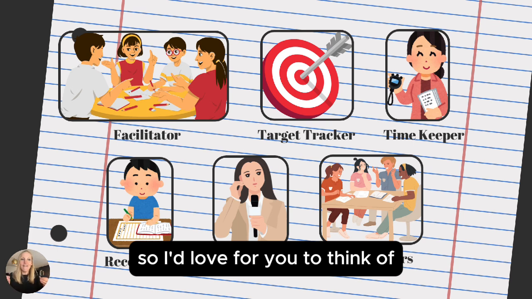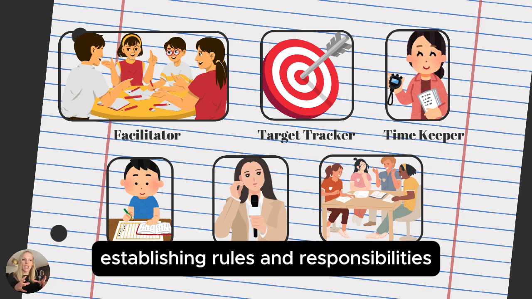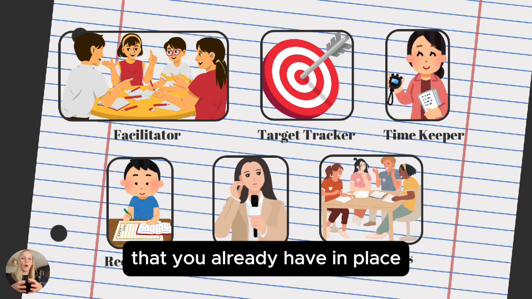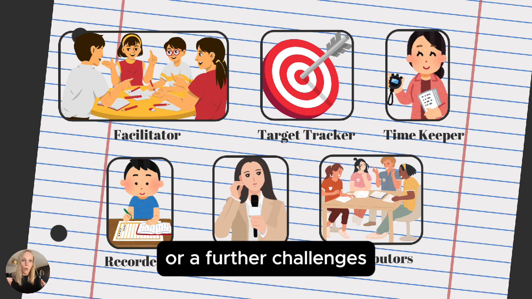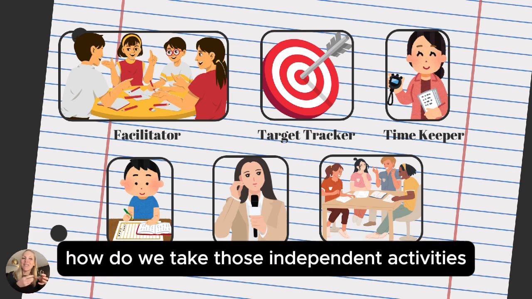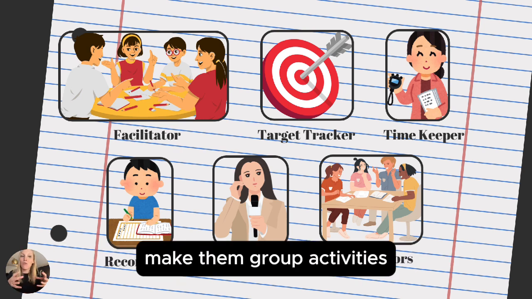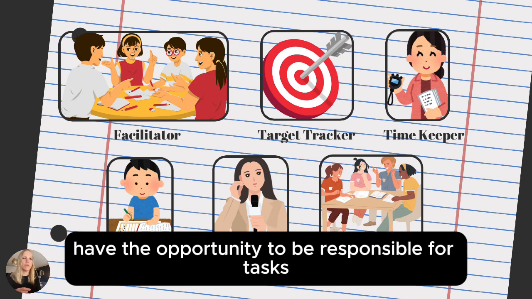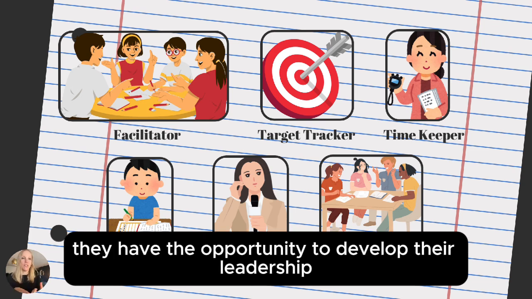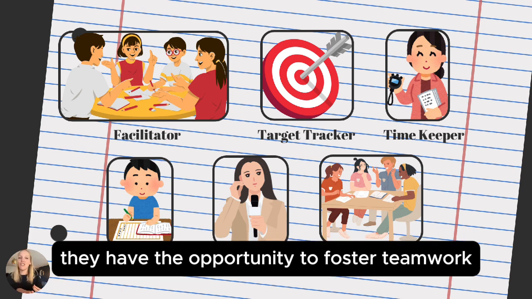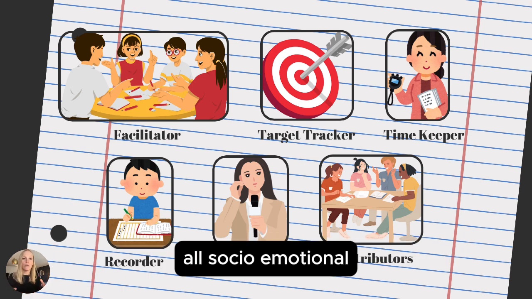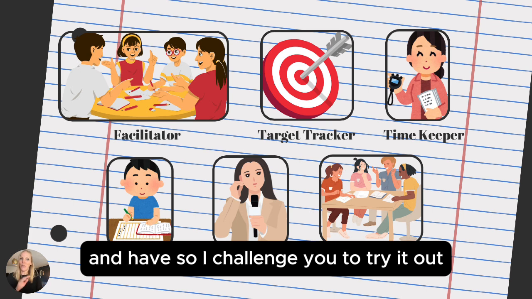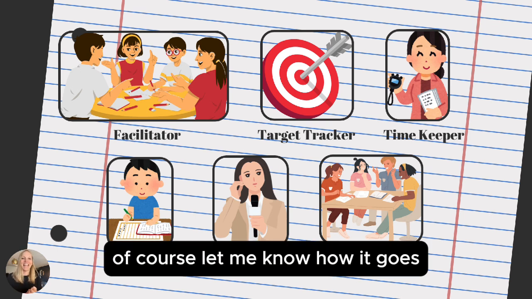So, I'd love for you to think of establishing roles and responsibilities in collaborative tasks and interdependent activities that you already have in place. Or a further challenge is, how do we take those independent activities, make them group activities, and assign these roles so that students have the opportunity to be responsible for tasks. They have the opportunity to develop their leadership. They have the opportunity to foster teamwork, all socio-emotional learning skills that we want our kids to develop and have. So I challenge you to try it out. Of course, let me know how it goes.